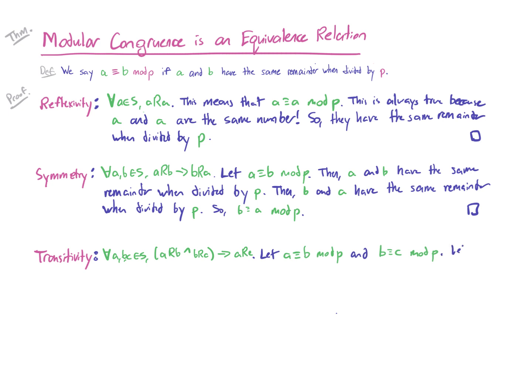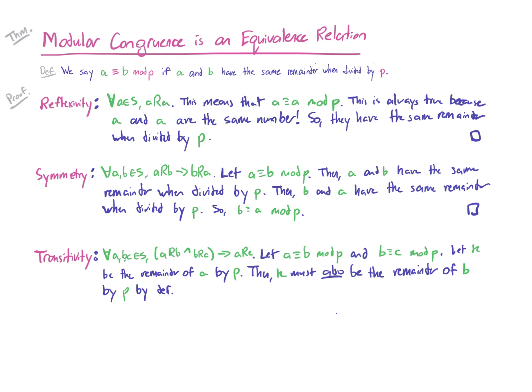Let K be the remainder of A by P. Then K must also be the remainder of B by P. And that's by definition, because I know that A is congruent to B modulo P. So that's by definition. Okay.